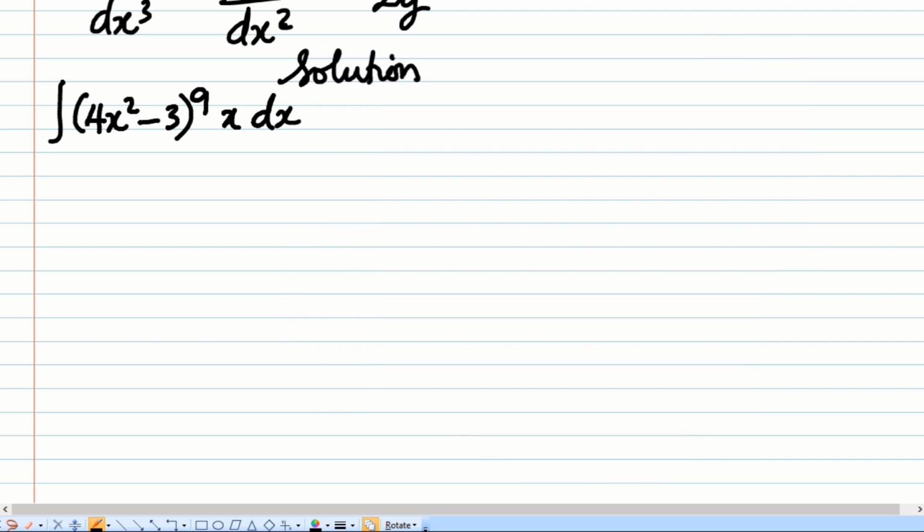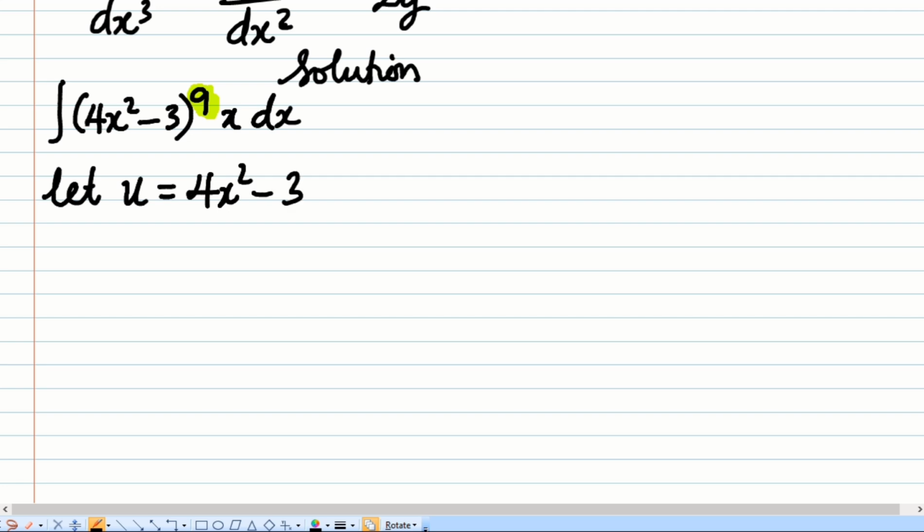So let's begin to solve this particular question. Notice that in this question we have 4x squared minus 3 raised to the power 9. We cannot begin to expand this, because expanding a binomial raised to the power 9 would be very terrible. So we're going to use the u substitution. Now look at what you're going to do. You're going to say that let u be equal to 4x squared minus 3.